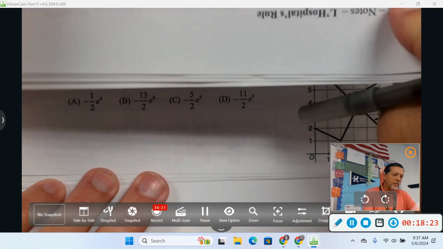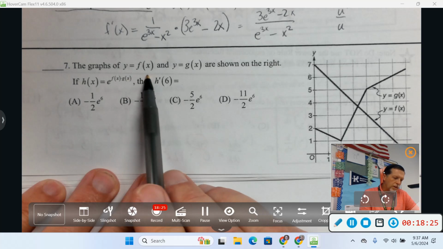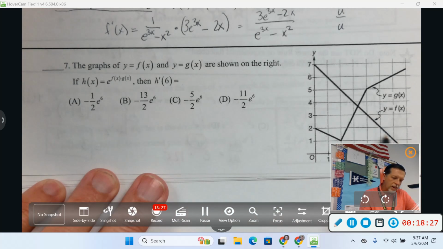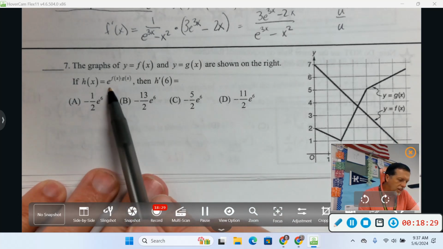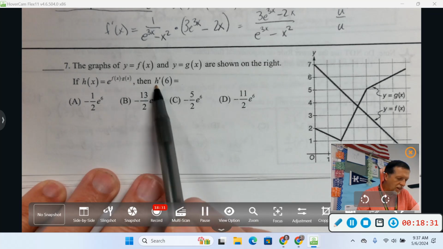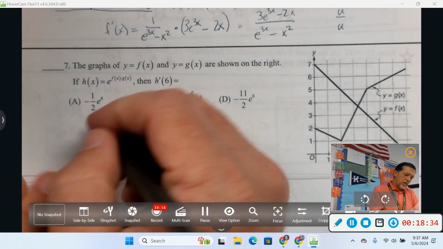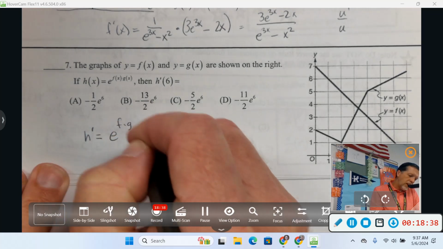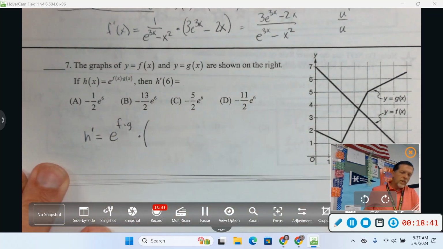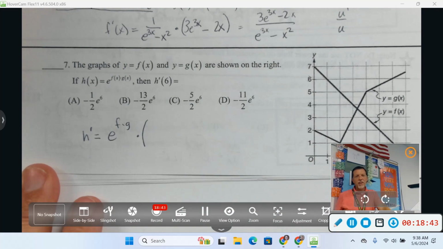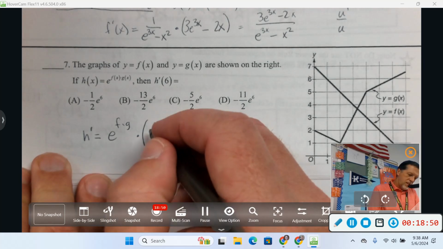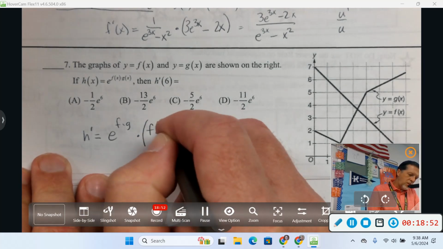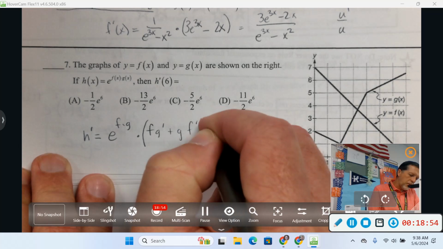Number 7 and final. Y equals f of x, y equals g of x are shown on the right. If h is e to the f times g, then h prime would be e to the f times g times, now I need the derivative of f times g, so that would be the product rule. So that's fg prime plus gf prime.